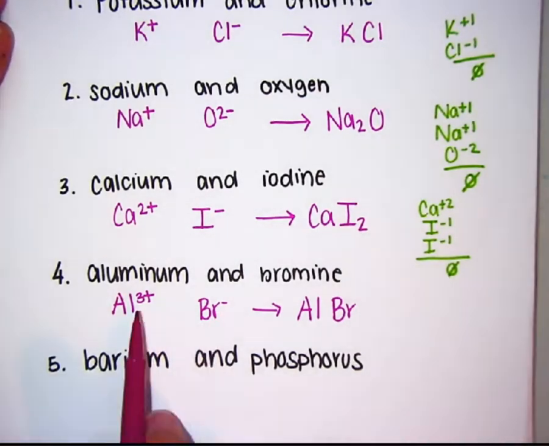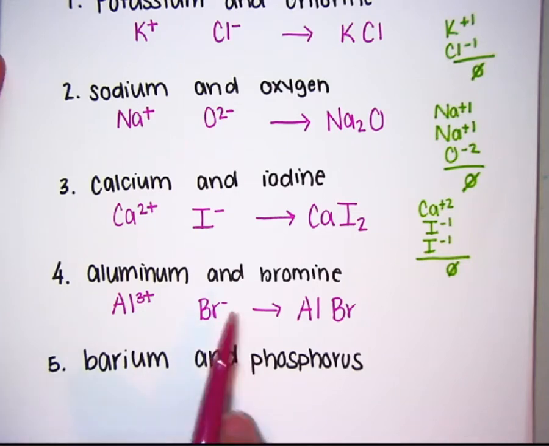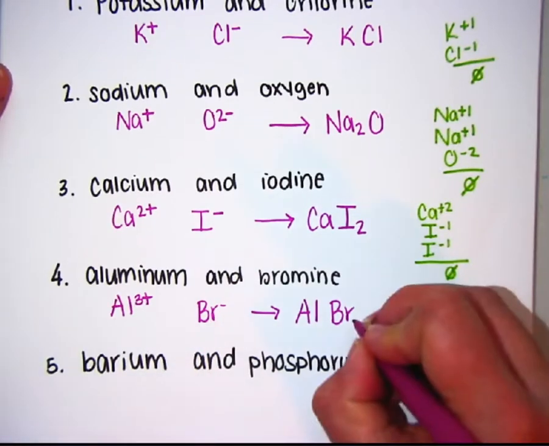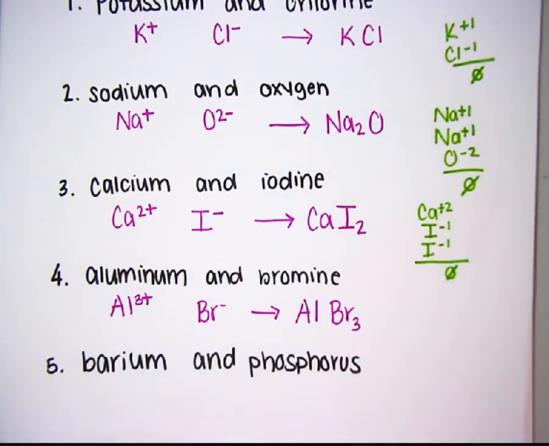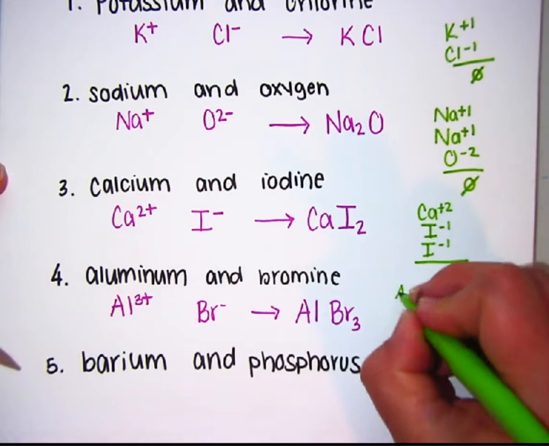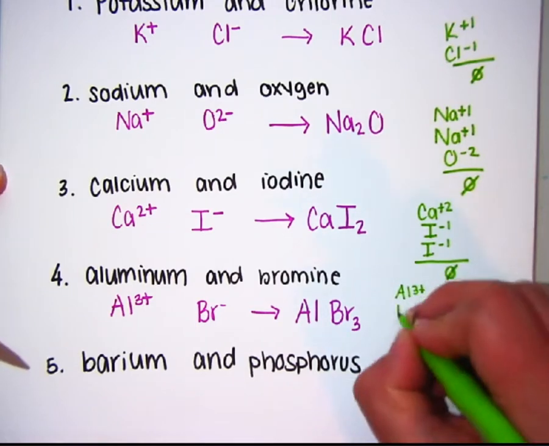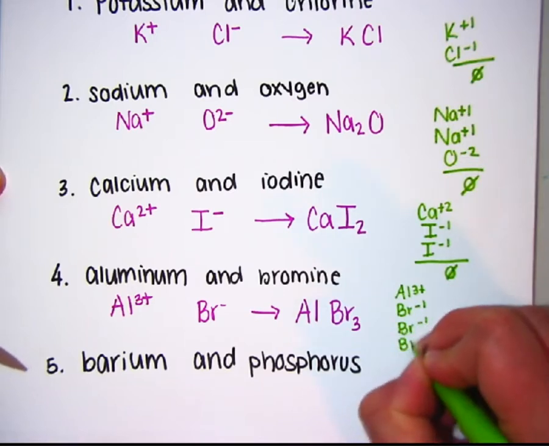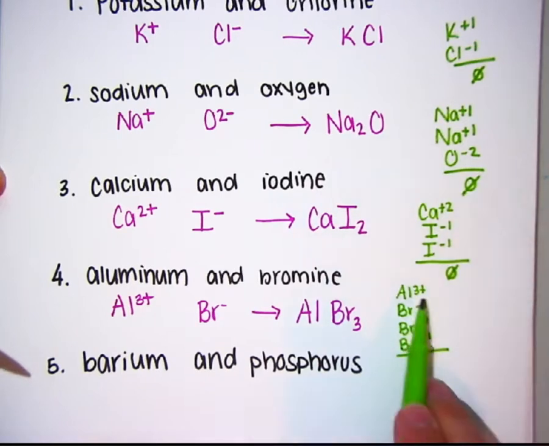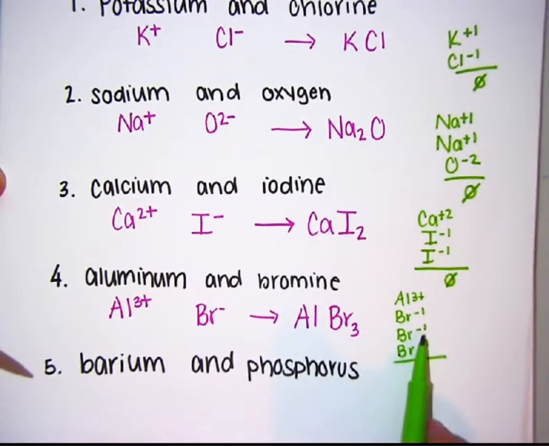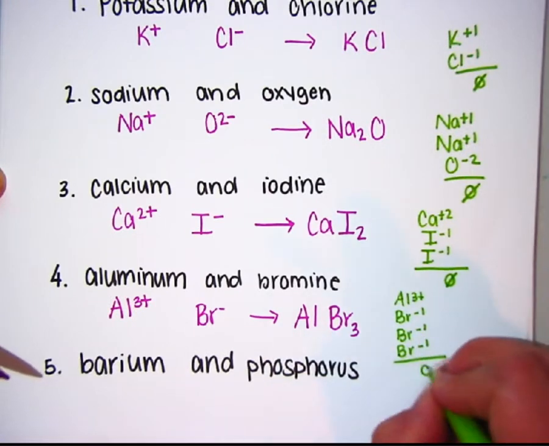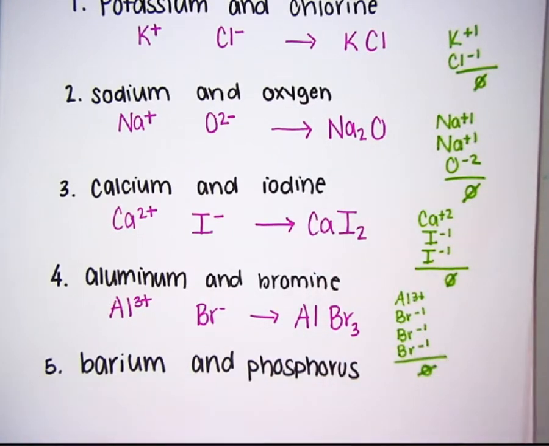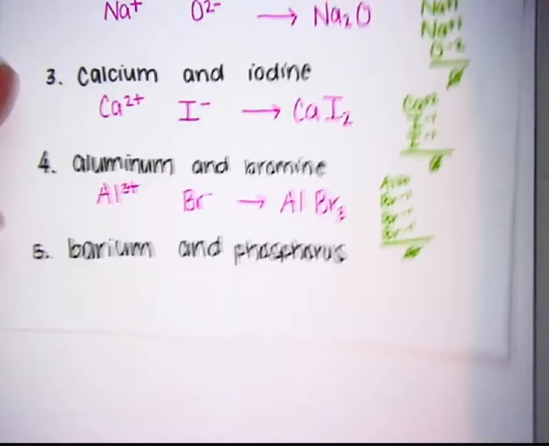Think about the ratio needed to make a neutral compound. If aluminum is +3, I need a -3 to cancel that out. Well, bromine is only -1. So I would need 3 of them. If I have 3 bromines, each with a charge of -1, does that get me to a neutral compound? 3 minus 1 is 2, 2 minus 1 is 1, 1 minus 1 is 0, so we're neutral. Last one, this one is the most difficult.